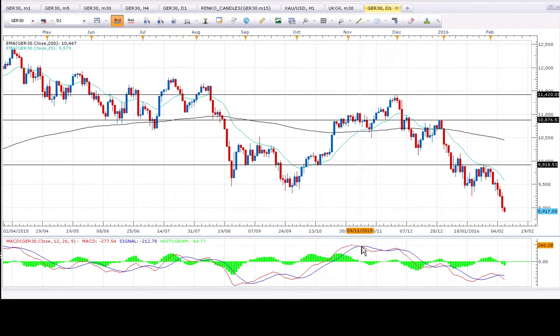And there's an example here, for example, where this red MACD line crossed below the blue signal line. There's another opportunity here. There was one here. And there's another one right there.